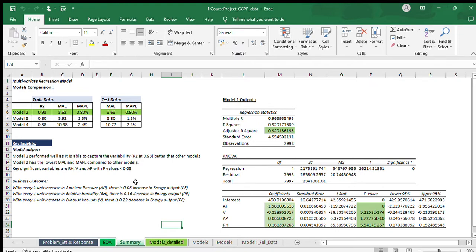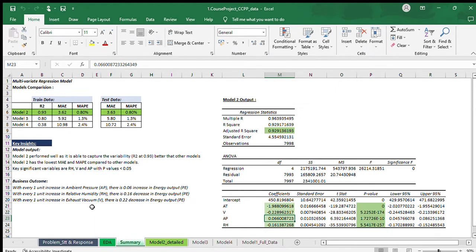Then the key significant variables from this particular table, the ANOVA table, are the RH, then V, and then the AP values. If we look at these values, the majority are very minuscule in terms of P values, which is less than 0.05.